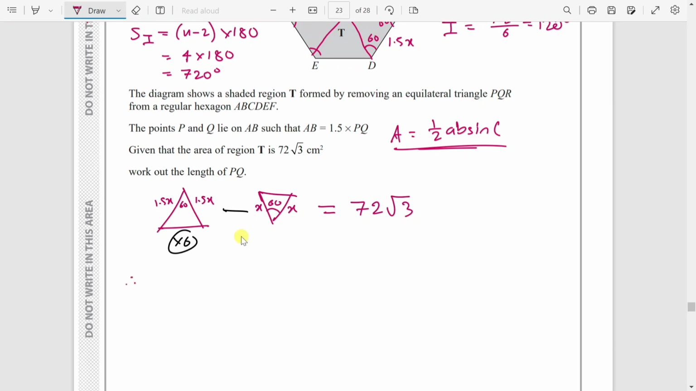So the area of the first one would be half. The A and B are going to be the lengths around it, so 1.5x and 1.5x. So basically half times 1.5x squared, and then sine C, so sine 60, and then you're going to times that by 6, because there's 6 of them. Minus the area of the small triangle, so it'd be half AB sine C. A and B are x and x, so it'd be x squared, and then sine 60. And it's going to equal 72 root 3. That's it. And now we're going to get the answer so easily. After this, you're going to solve it, and you got it.